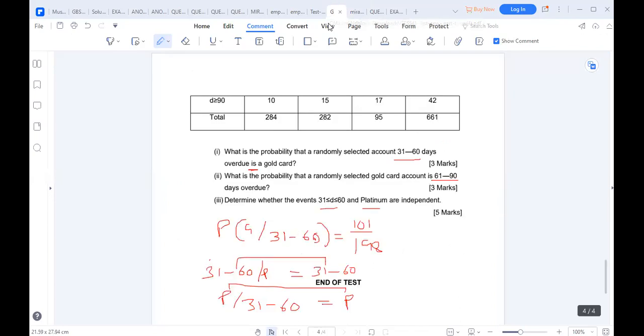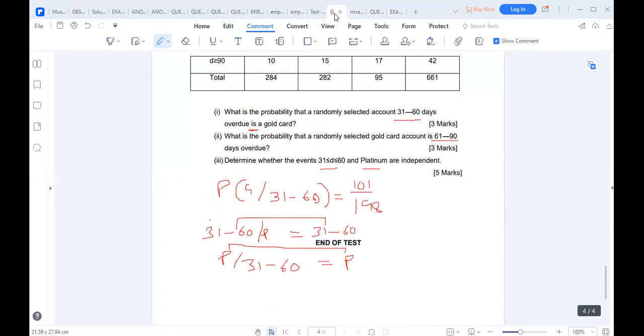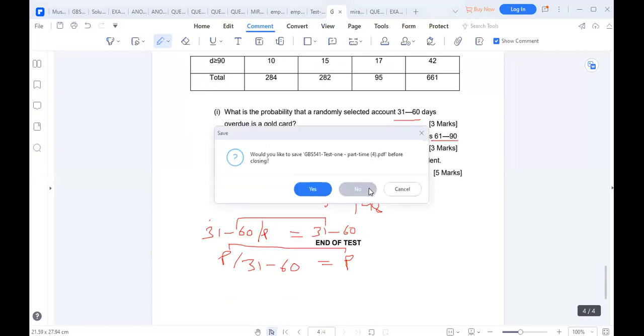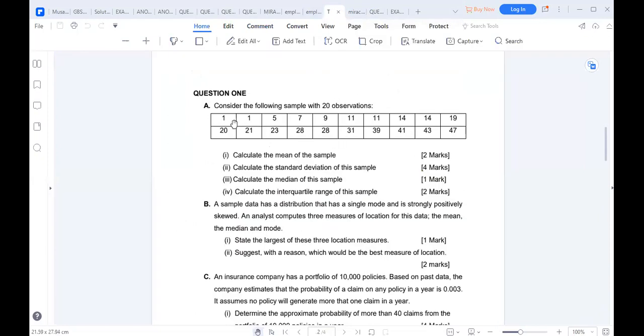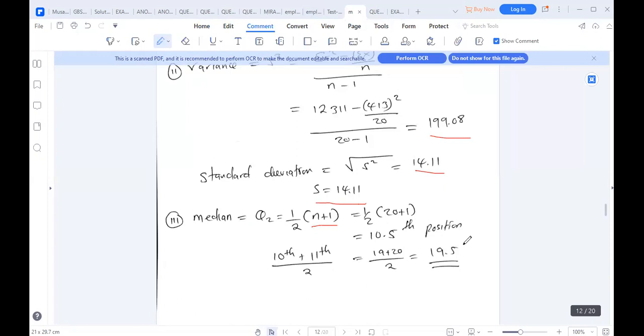So when you go here, you are going to identify 1, 2, 3, 4, 5, 6, 7, 8, 9, 10, 11. So the 19th and the 20th figure, you add and divide by 2. So we're going to get 19.5. So this is where the 19.5 was gotten.